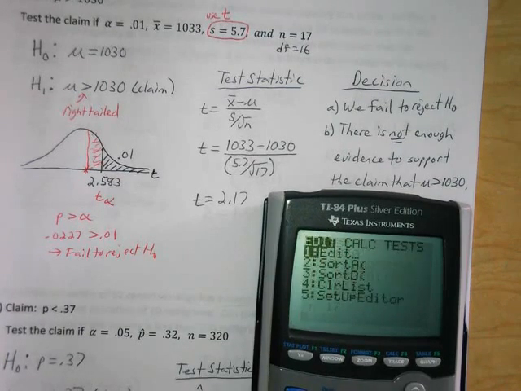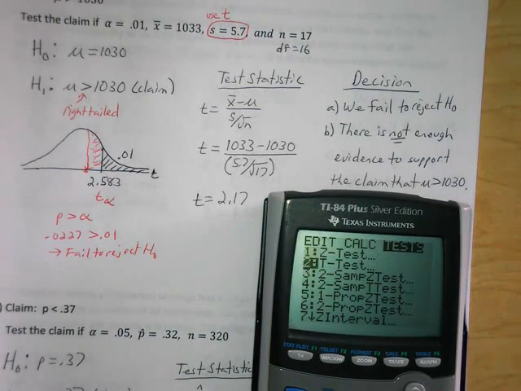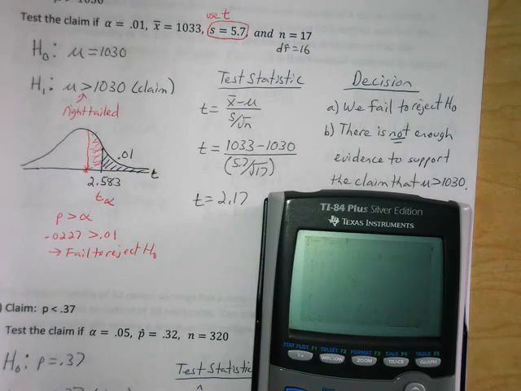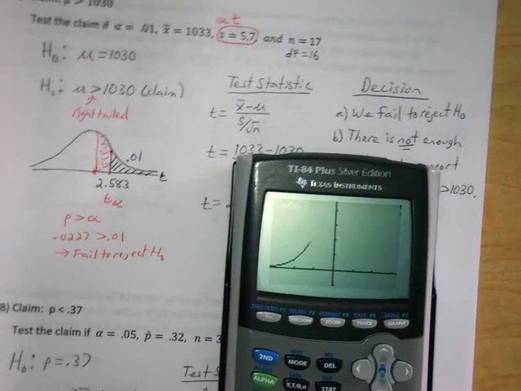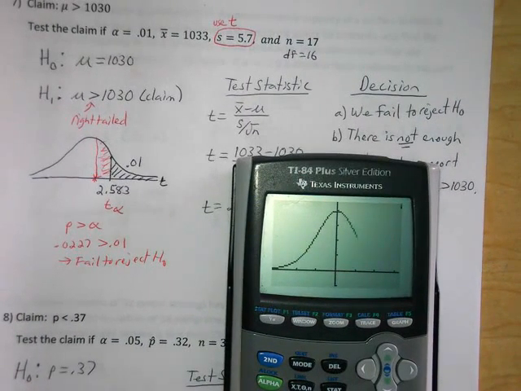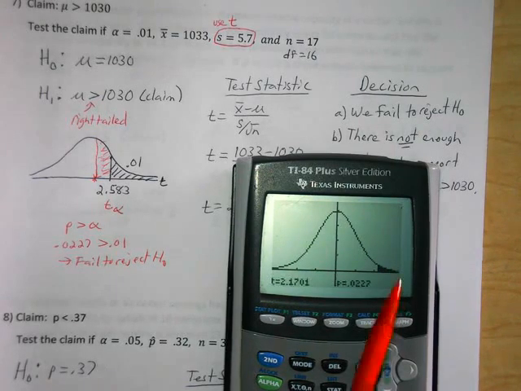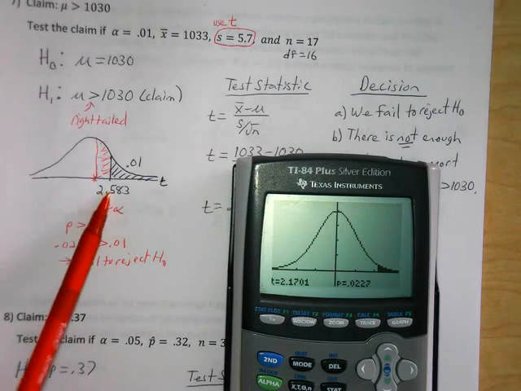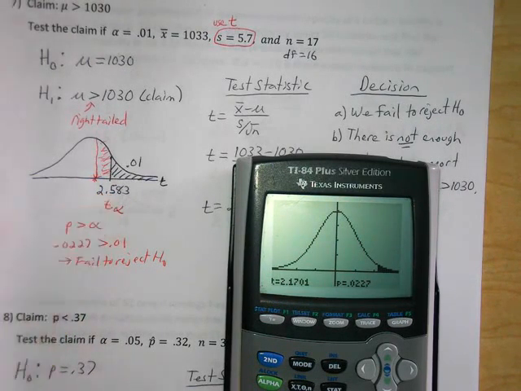The other thing I want to show you on this is the same t-test, except instead of doing calculate at the bottom, if you do draw, what that does is draw our curve for us and shade it. Notice it shades to the right here, and it gives us an area of 0.0227. And it gives us the t-value of 2.17, our test statistic. Again, the only advantage of doing it this way is that nowhere do we have to look up 2.583. Some people see that as a big advantage, some people not a big deal.